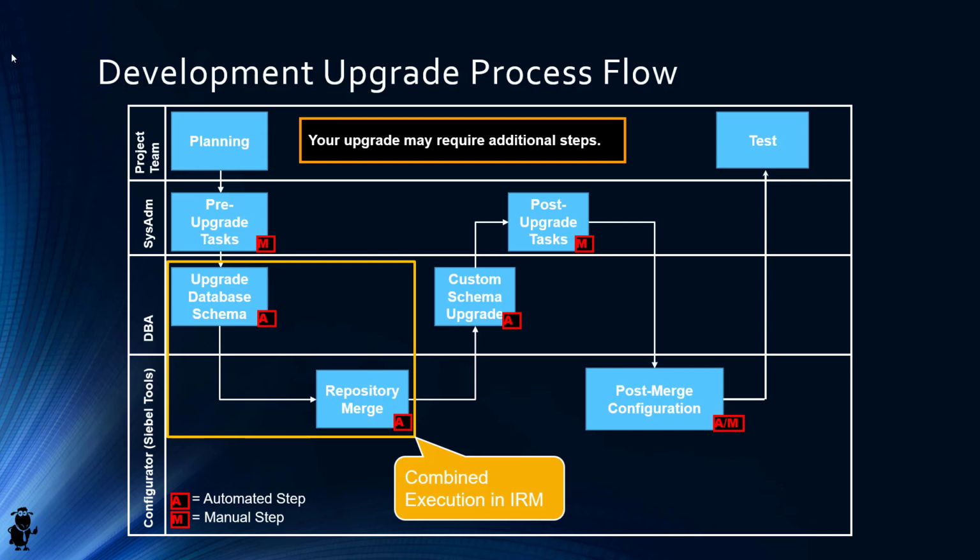And then you run the upgrade wizard, the upgrade database schema, followed by the repository merge. You see the yellow box depicting that in an IRM scenario, the incremental repository merge is a fast track scenario. So these two steps, upgrade database schema and repository merge, are actually combined in a single series of steps executed by the upgrade wizard.